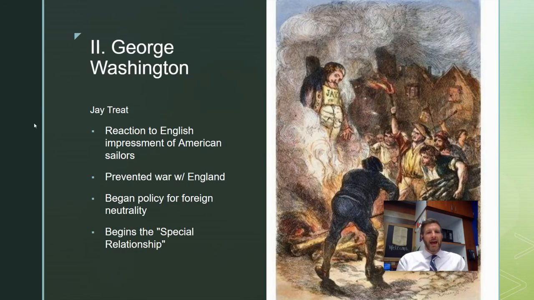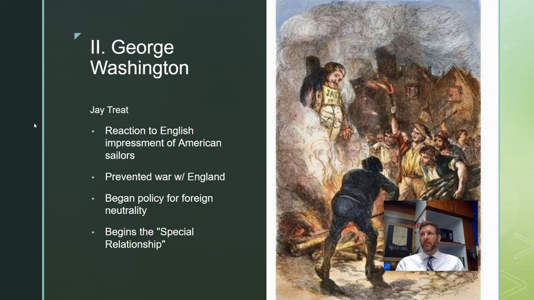One of the most important issues that came to the fore during his presidency was the Jay Treaty. Basically, there was a war. The big crisis that the U.S. faced after its nationhood was that Britain and France remained at war, and each one wanted the Americans on their side. And the British responded to this by attacking or taking American ships and forcing their American sailors to join the British Navy.